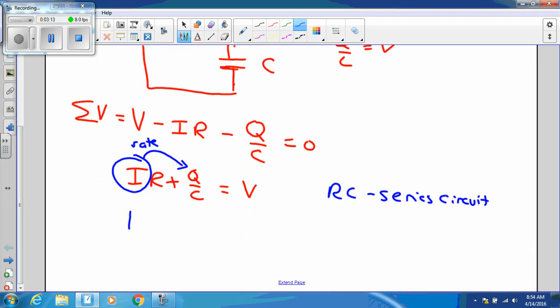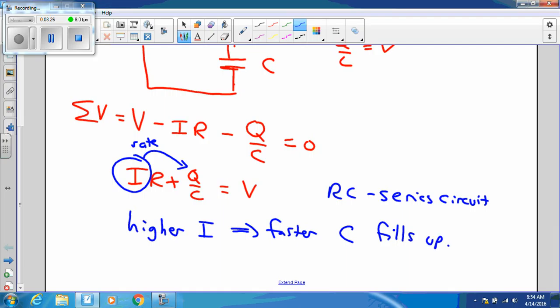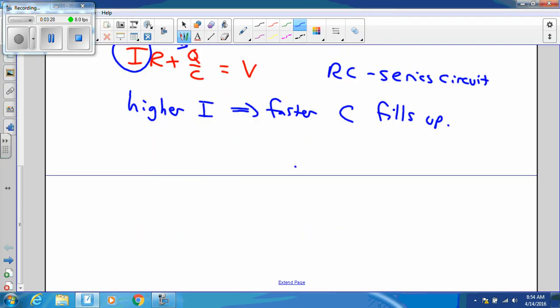That's our basic principle. The higher the I, then the faster that the capacitor fills up. And also, when the capacitor is completely full, when its voltage is exactly equal to V, then the current will stop flowing altogether.